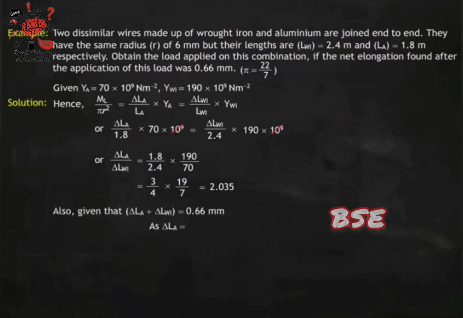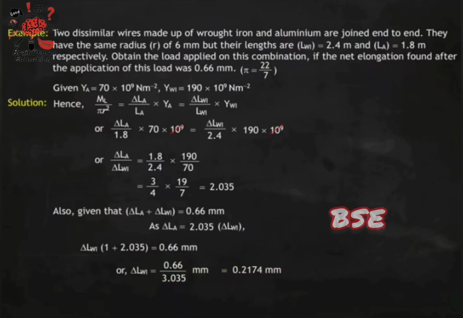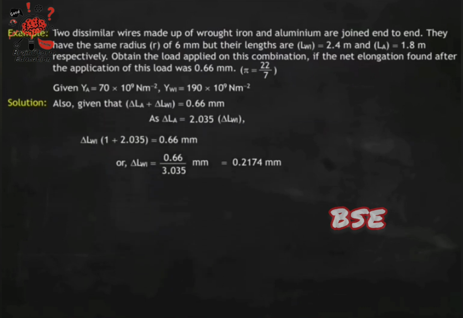Also given that delta LA plus delta LWI equals 0.66 millimeters. As delta LA equals 2.035 into delta LWI, delta LWI into (1 plus 2.035) equals 0.66 millimeters, or delta LWI equals 0.66 by 3.035 millimeters equals 0.2174 millimeters. Hence, delta LA equals 2.035 into 0.2174 millimeters equals 0.4424 millimeters.